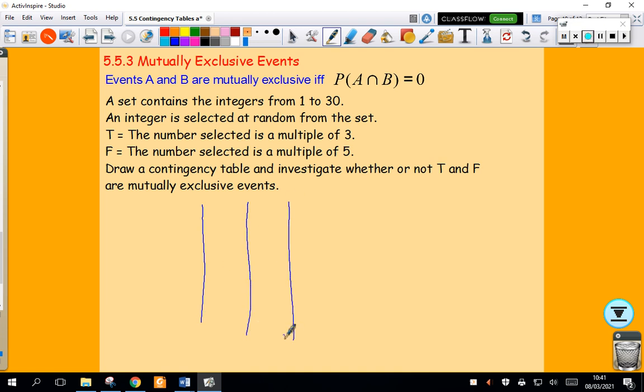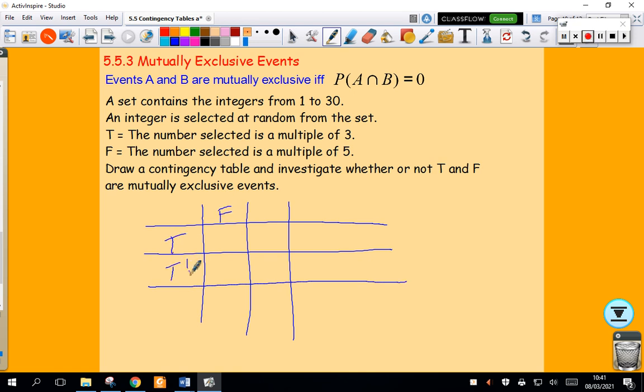Contingency table, a few vertical lines, a few horizontal lines. T and F are my events. This has to be T complement. This must be F complement. Capital sigma, capital sigma. T represents the event that the number I select is a multiple of 3. So T complement will be the number I select is not a multiple of 3. F is the number I select is a multiple of 5. So F complement would be the number I select is not a multiple of 5.